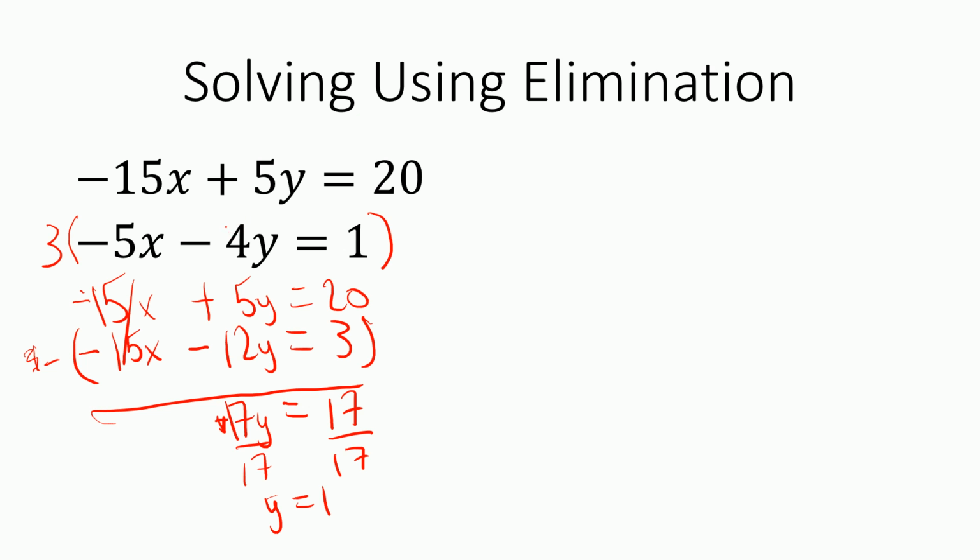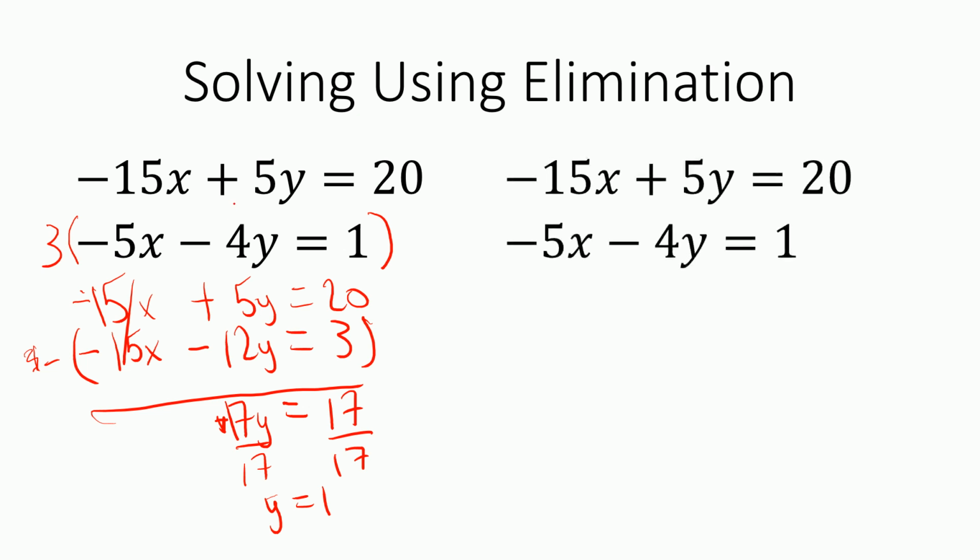When it comes to elimination, we may also choose to multiply both of them by something. So we notice that maybe we want to eliminate y. What we would have to do is multiply this one by 4 and multiply the other one by 5. And that would create a common value for y. In this case, they'll be opposite signs, but that doesn't matter.